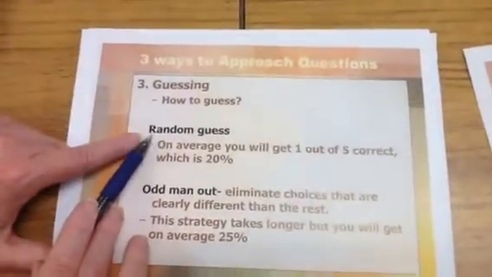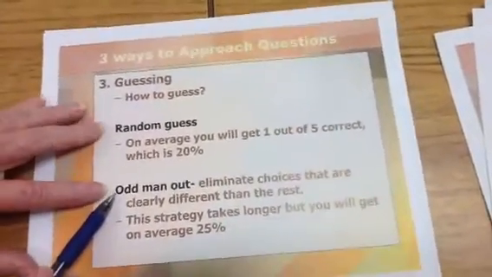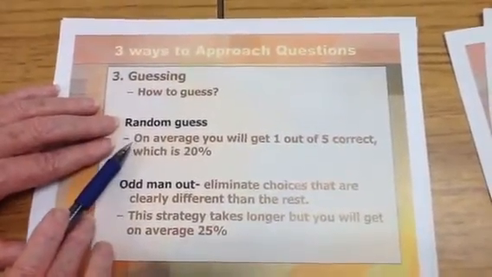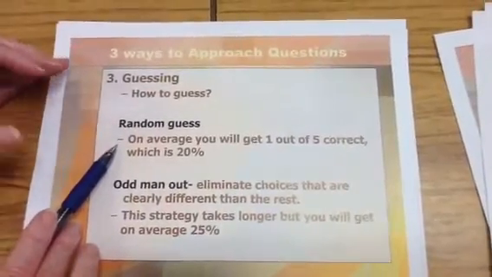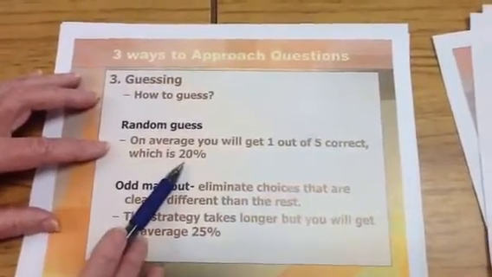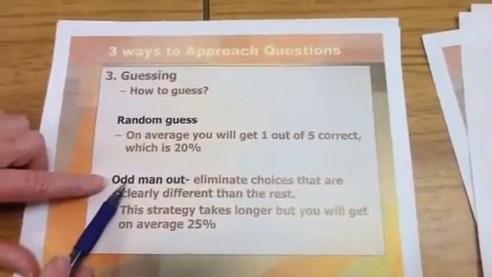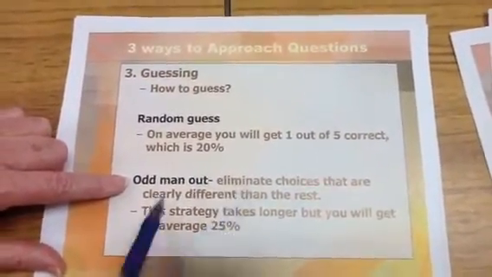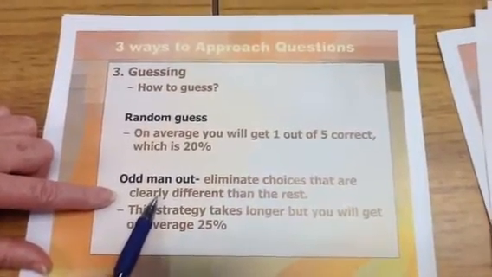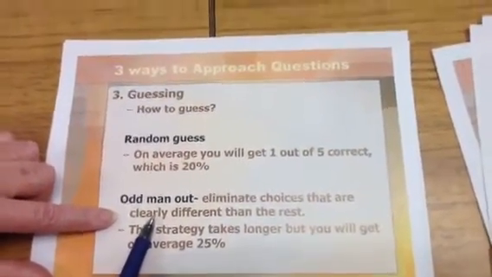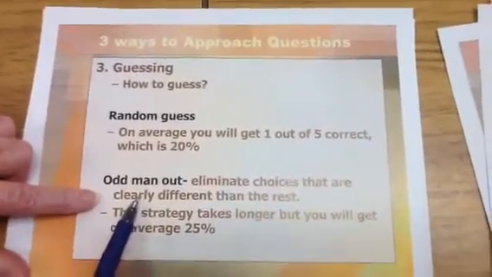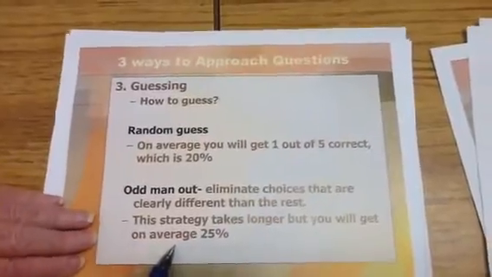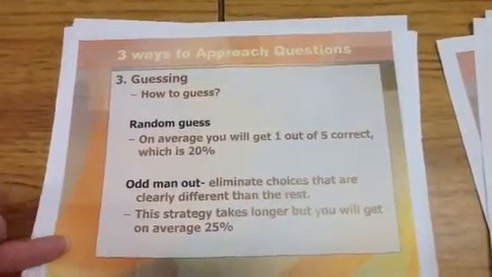How to guess. There's random guessing and there's odd man out. You have 5 answers for random guessing. You've got a chance of 1 out of 5 to get it correct. That's 20%. Odd man out. Sometimes when you have the 5 answers, you can eliminate choices that are clearly different than the rest. So if you have 4 answers that are similar and one that's not, throw the one out that's not even close, and then you've increased your odds to be 1 out of 4, which would be 25%.